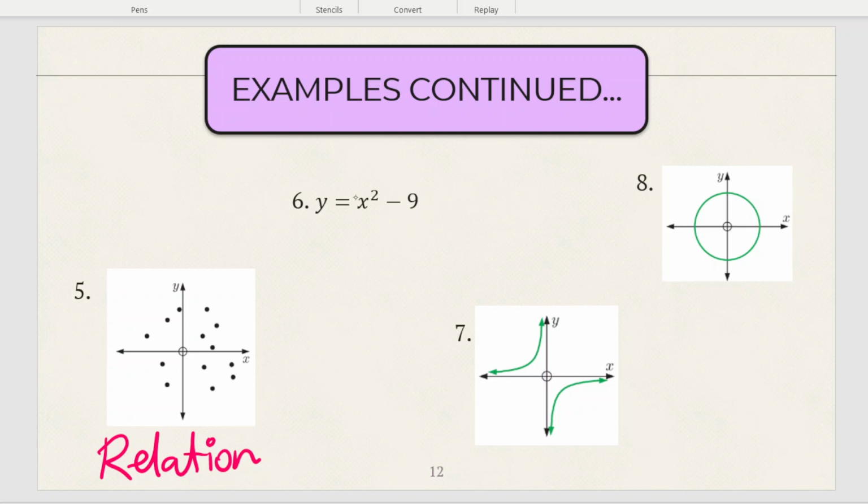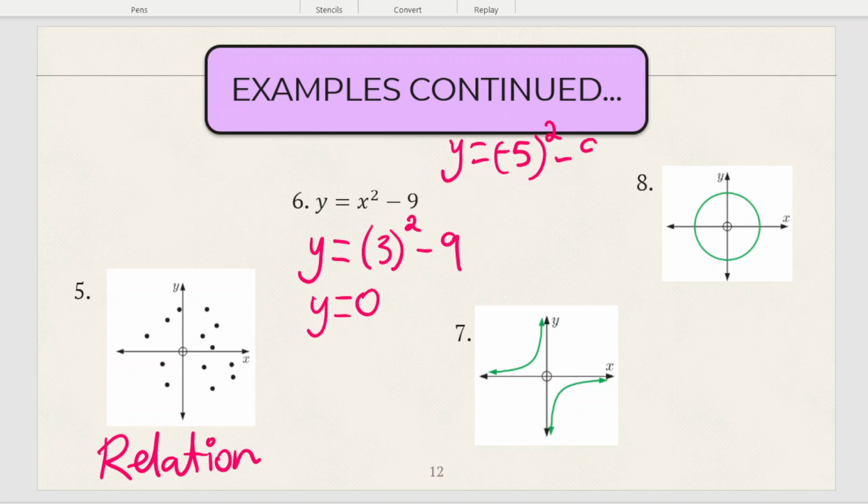Question 6, y is equal to x squared take 9. Let's have a think about it. What happens if I put a value of x in there? Let's go with 3. Y is equal to 3 squared take 9. Y has to equal 0 in that case. Let's try another one. Y is equal to negative 5 squared take 9. Therefore, we would have 25 take 9. And that has to equal 16. So any x value that goes into this equation here is going to come out with an individual y value. So that is a function.